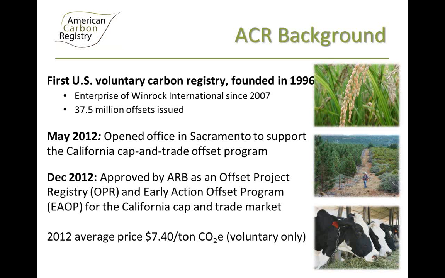Just in terms of average prices in 2012, the average price of all credits transacted and contracted on ACR was $7.40 a ton. That represents only voluntary prices, since there was no transaction volume last year in California compliance tons. Those prices are not represented there and are likely a bit higher.